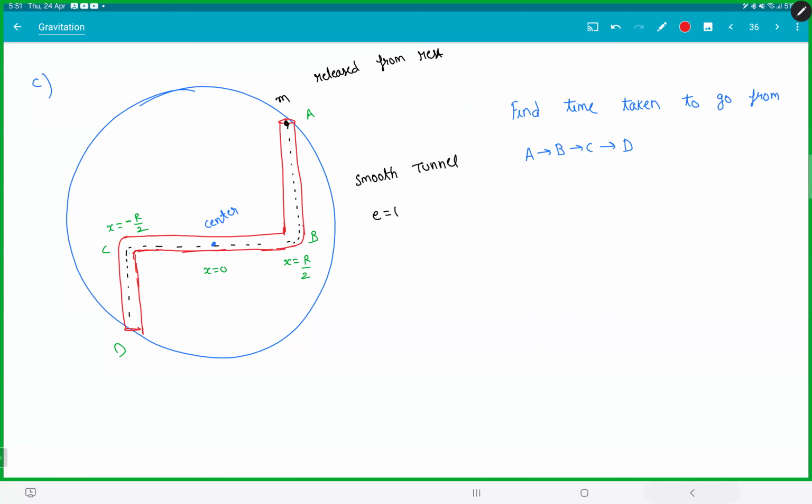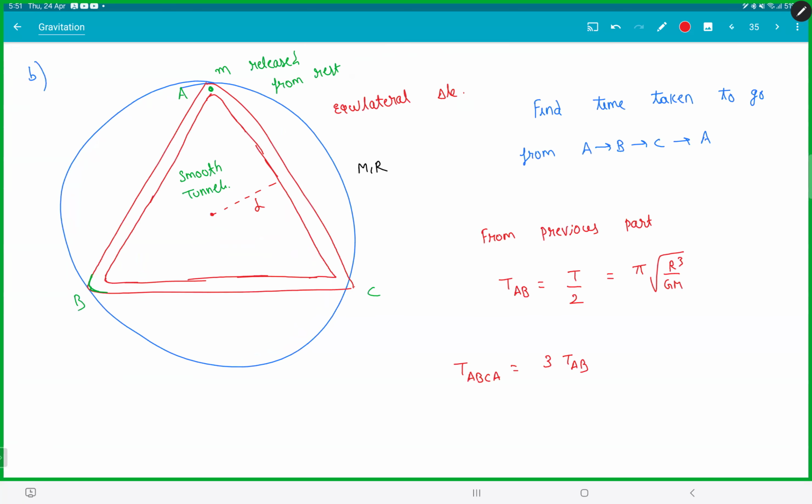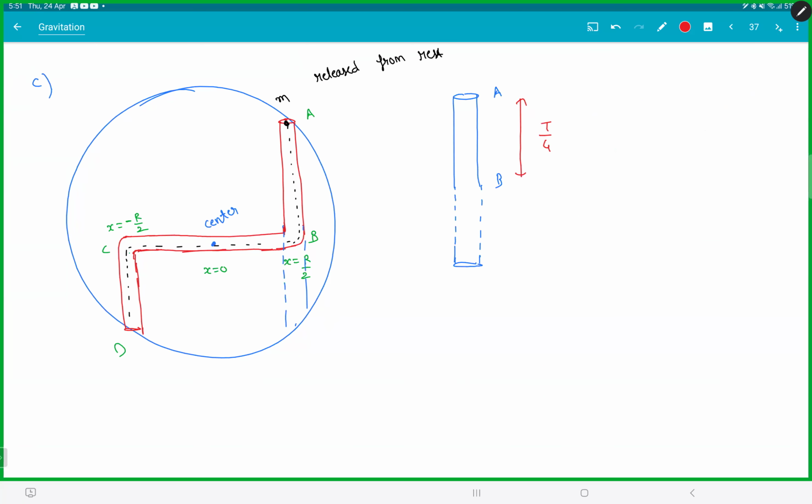Isn't it? We have just calculated the total time taken to go from one end to the other end is T by 2. But if you're just going from one end to the center of the tunnel, isn't it T by 4? Making sense? This is T by 4 and this is T by 4 if you had made a full tunnel. But we are interested only in going from A to B. So your particle is going to come from here to here. Now it is going to take a turn. Is that clear?